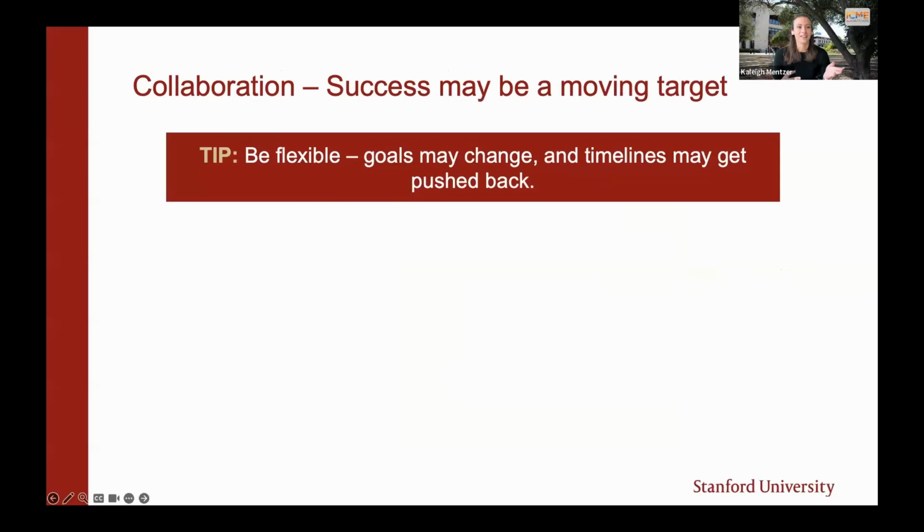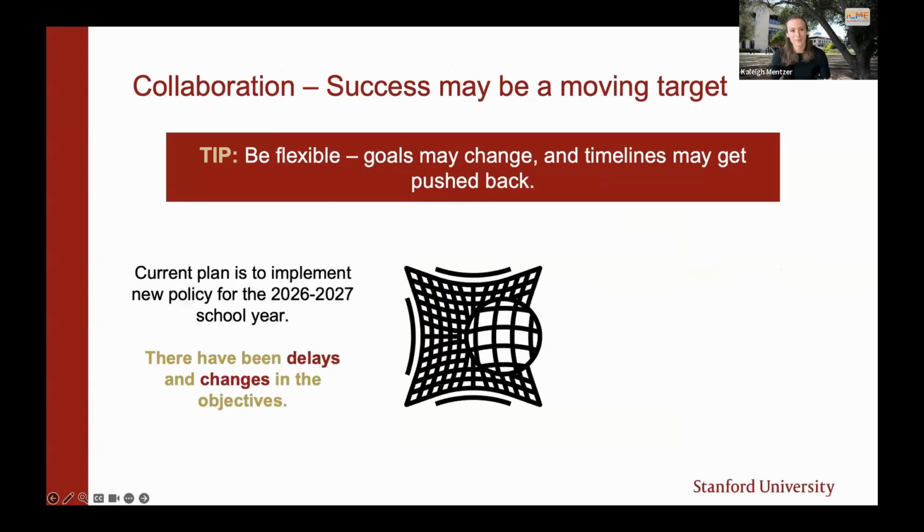One thing I do want to highlight is that success may be a moving target. The education system is extremely complicated. So as a researcher or as a collaborator, you have to be flexible. Goals may change, timelines get pushed back, and the current plan for this is to be implemented for the 2026-2027 academic year. There have been delays and changes in the objectives, and this is not necessarily entirely a bad thing.